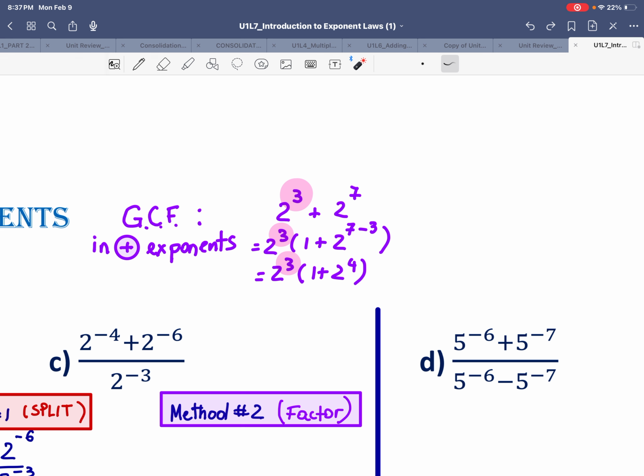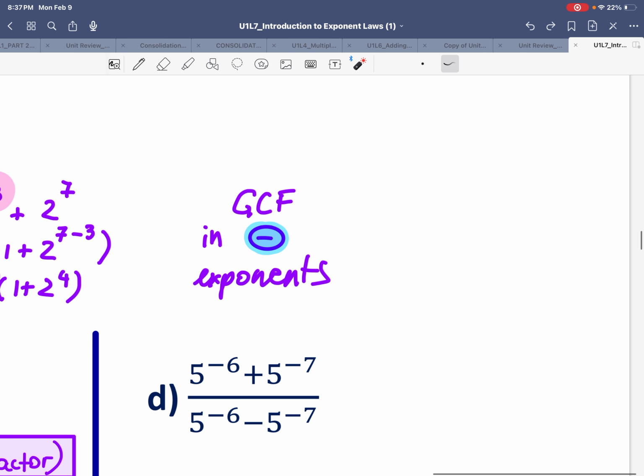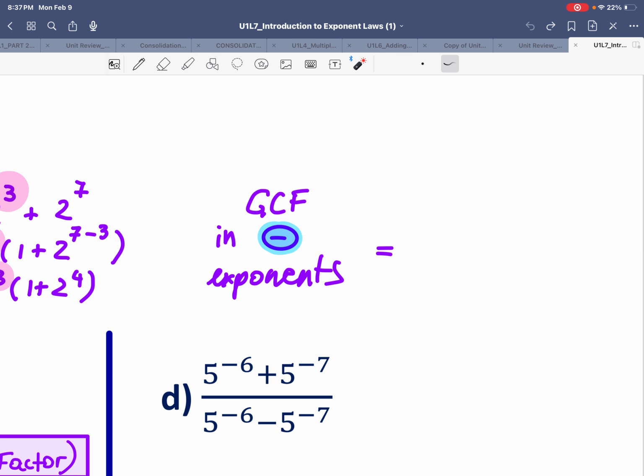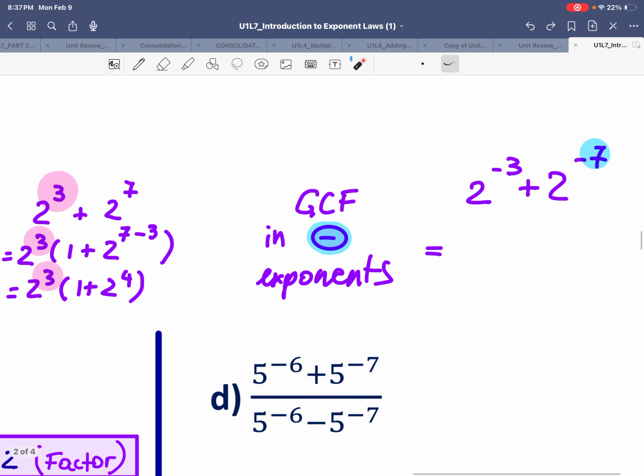Now, the game changes a little bit when the exponent becomes negative instead. So we're going to take a look at an example where the exponent is negative. I'm going to take as an example here 2 to the power negative 3 plus 2 to the power of negative 7. So I'm using the same terms, but I'm making them negative.